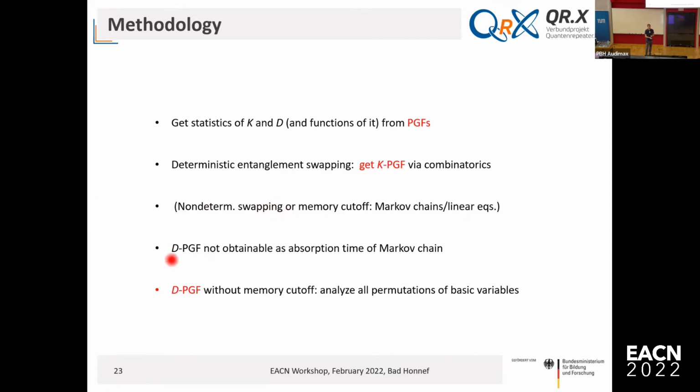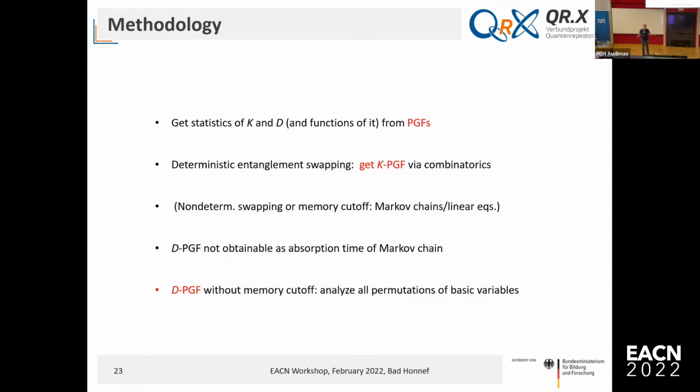Now about the dephasing. The dephasing PGF is actually not obtainable, for instance, via Markov chains. That's why I mentioned this non-deterministic swapping case, because for K it works. For the dephasing, it doesn't actually work. So for the dephasing, we have to do something else. Again, we have to do some kind of combinatorics and consider all kinds of permutations of these basic variables. And that clearly means we cannot go arbitrarily far. So this puts constraints on our system.